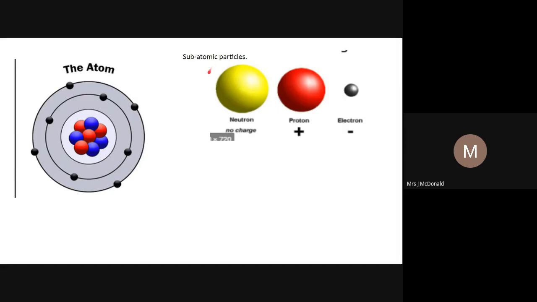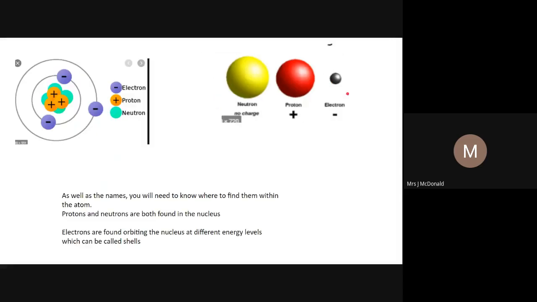And the three subatomic particles that you need to know about for GCSE are these, represented by different coloured spheres here: the neutron, the proton, and the electron. And you'll need to know that. As well as the names, you will need to know where to find them within the atom itself.